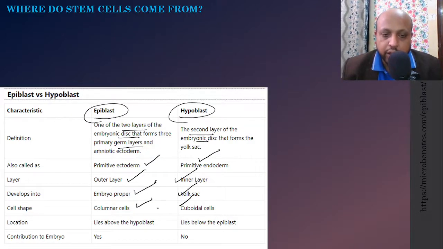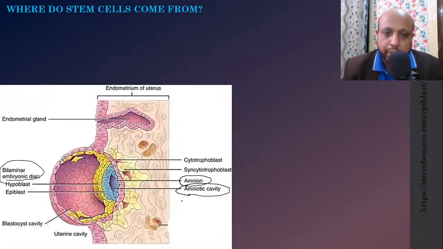There are cuboidal cells. They lie above the hypoblast and below the epiblast. For example, if you see in this particular region, this is your hypoblast and this is your epiblast, and that's how you are deriving. They all undergo rapid multiplication.